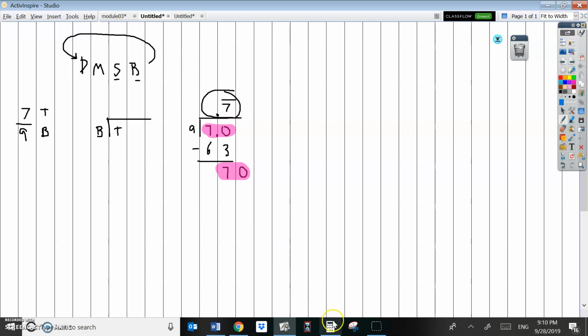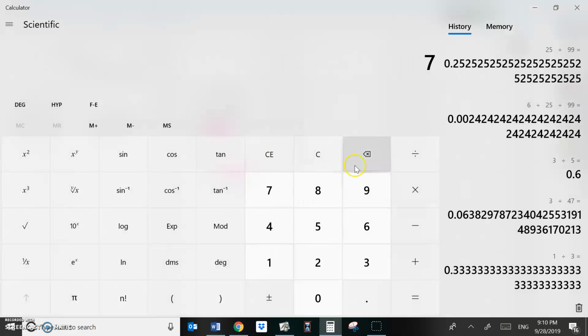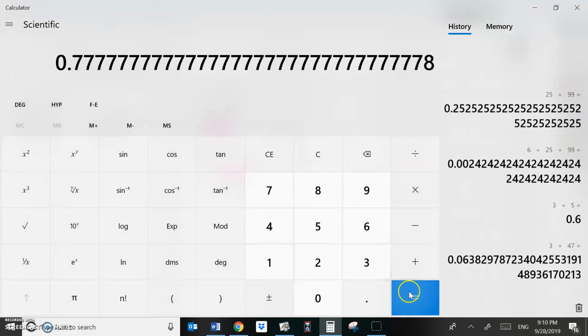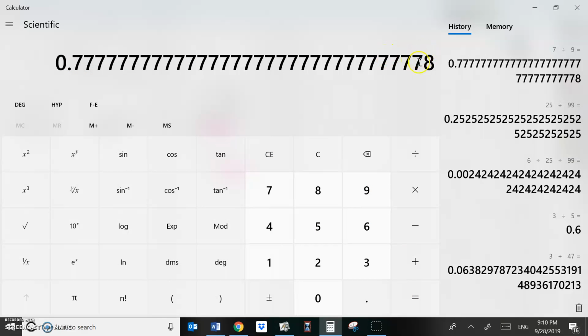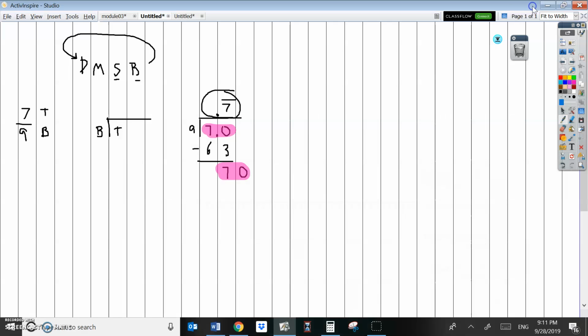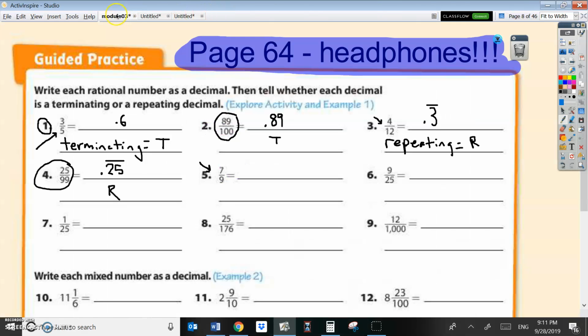What does that look like on the calculator? 7 divided by 9 gives you 7s repeating. Why is it an 8 here? Is it actually an 8, or are they rounding it up? Well, they're rounding it up because the calculator ran out of room. So that's 0.7 repeating, and it's a repeating decimal.